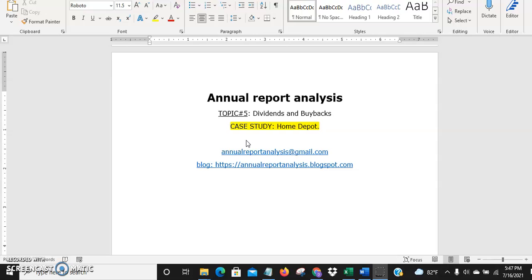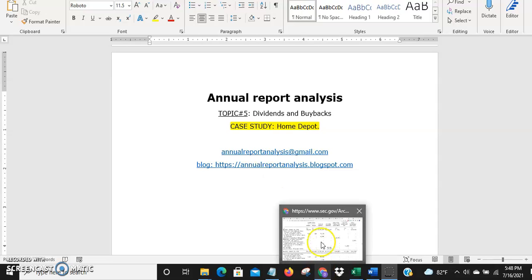But here, in some companies, in fact many companies, which pay dividends or have buybacks, we cannot do that because they are paying back also. So we have to consider that. Let me show you what I mean by that.